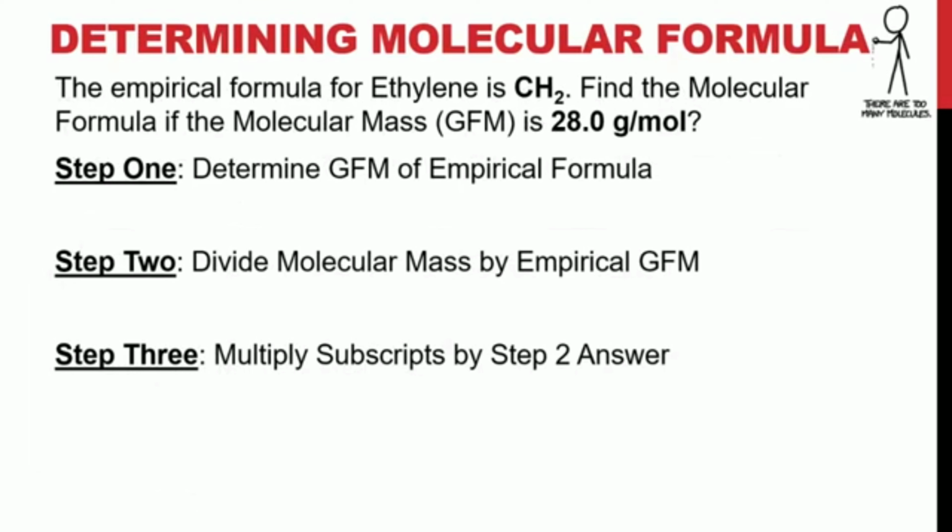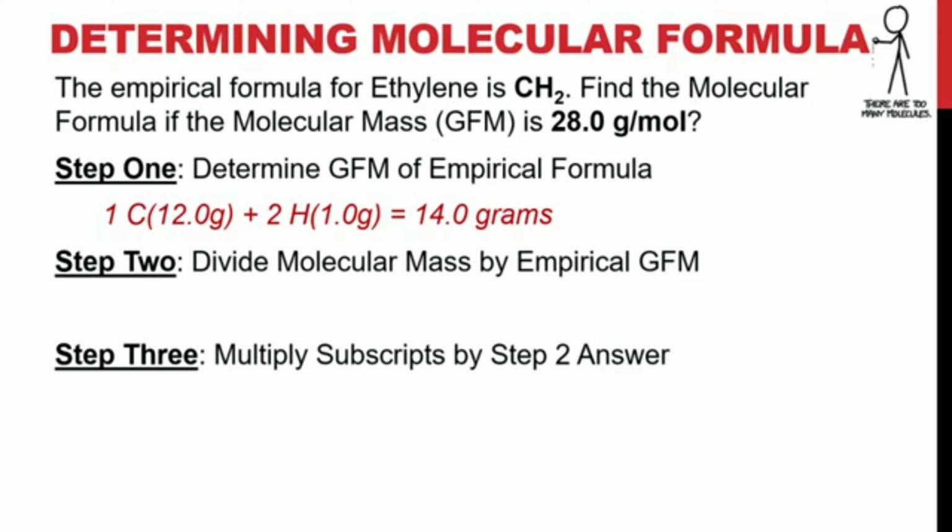In this problem, we are given the empirical formula for ethylene, which is CH2. Step 1: determine the GFM of the empirical formula. That means you take one carbon and two hydrogens, and you get 14 grams. CH2. Step 1 is done.